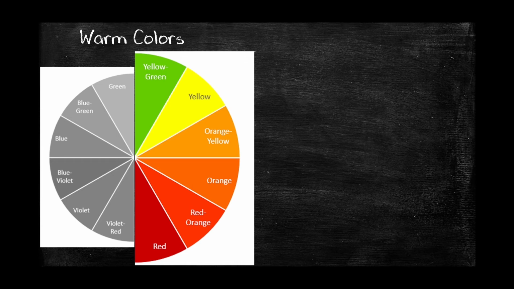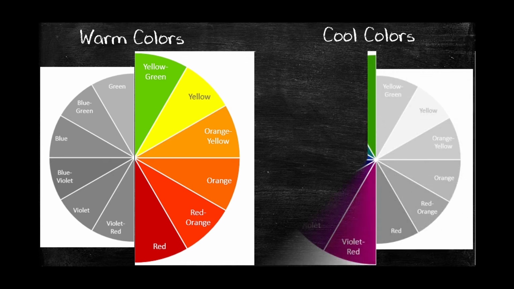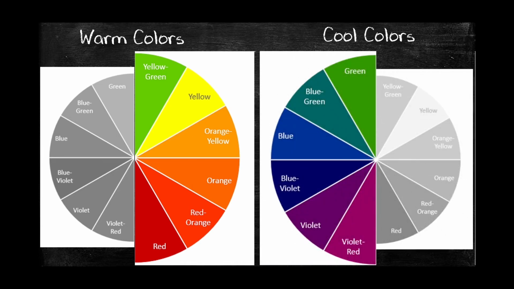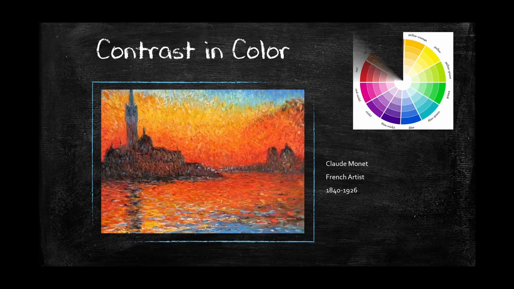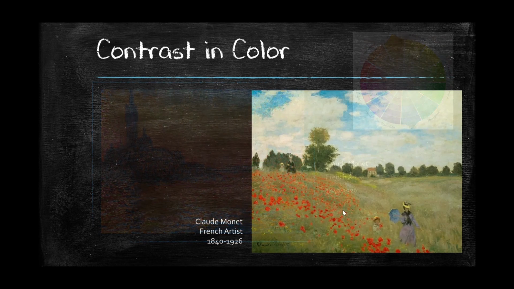And the other half of our color wheel is cool colors, colors like blue, green, and violets. This painting by Monet is a great example of contrast in color. We have that blue on the outside, which is opposite to the orange colors that are used. We also have these really intense or saturated warm colors in the middle contrasted with those cool blues.